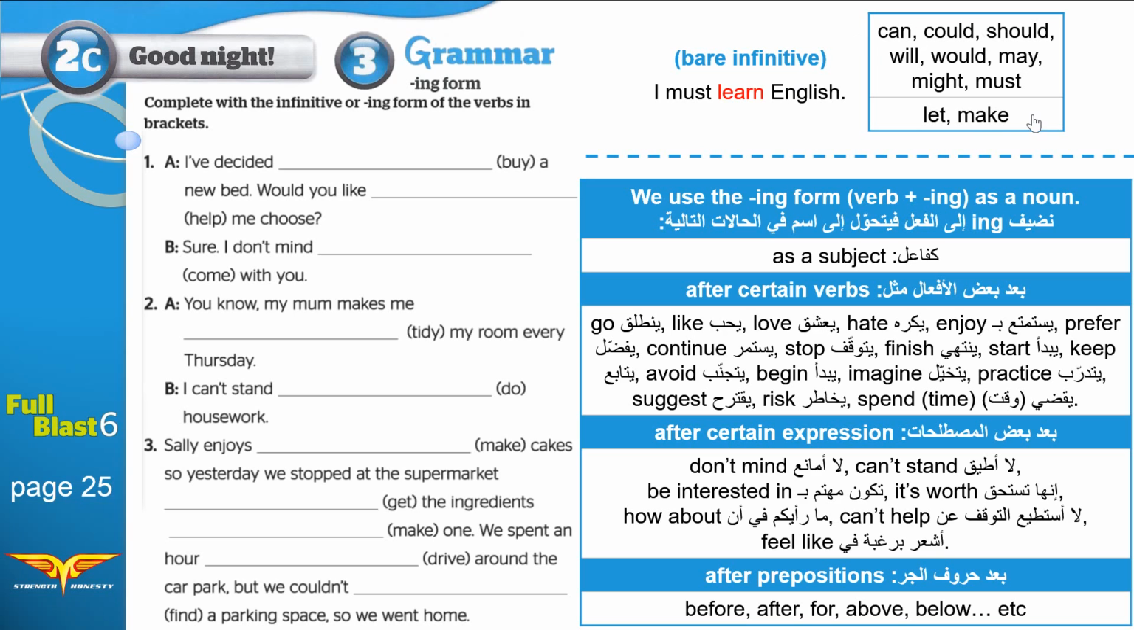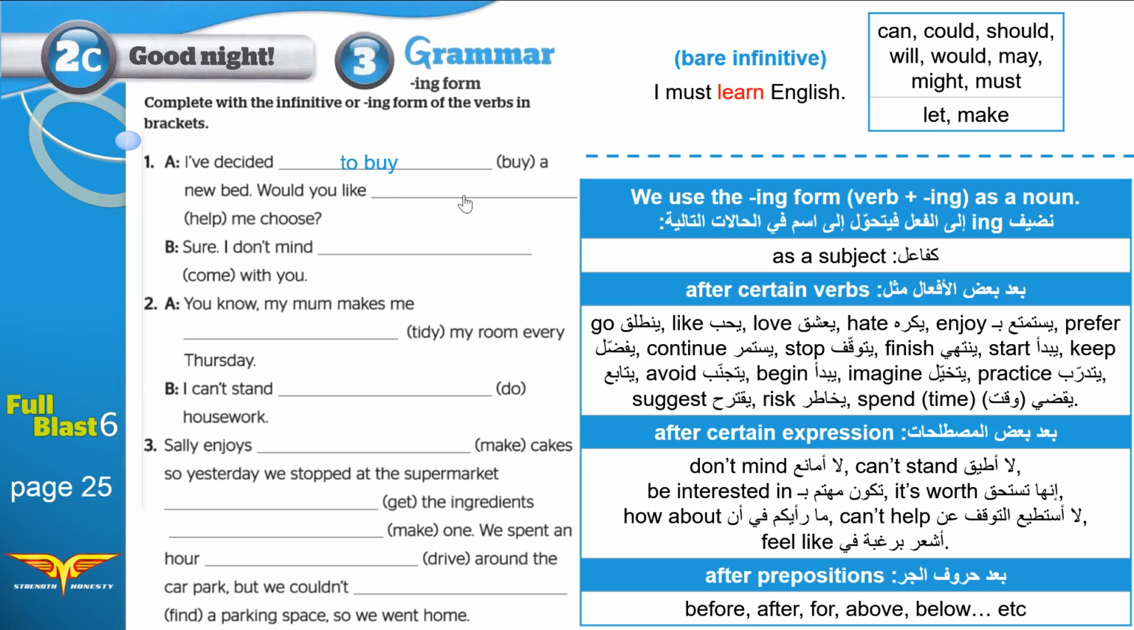With these verbs, we add nothing to the verb. With these verbs, we add ing. Well, if the verb you're dealing with is neither here nor here, then you will add to before that verb. 1. I have decided. Do we have decided here? Then we will add to. I have decided to buy a new bed.